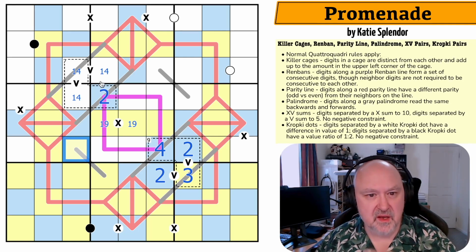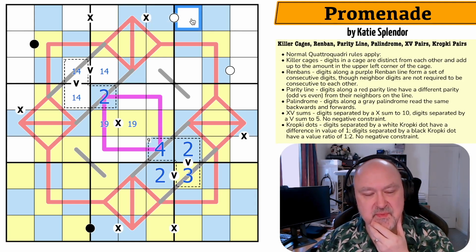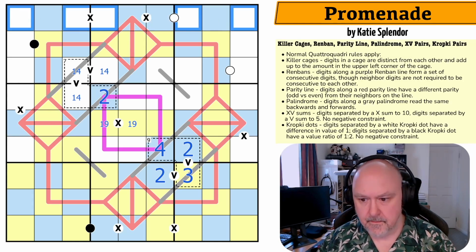I can do the same deduction up here. This is an even digit minus an even digit, which is an even digit. Well, all of these are now odd, because I've got all 4 evens in the row.